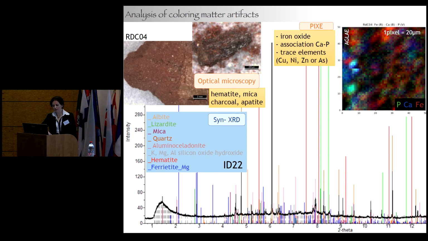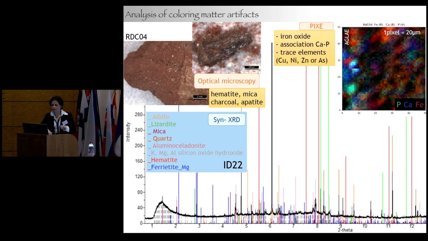We find directly by optical microscopy the presence of charcoal and apatite. That means that perhaps we have access to the origin of the mixture. And thanks to the PIXE analysis, we confirm the association between calcium and phosphate, which we can link to the apatite. However, this apatite doesn't appear in the micro X-ray diffraction. That means that it's not sufficiently crystallized to be detected by this technique. And we also find a very complex mixture in this.